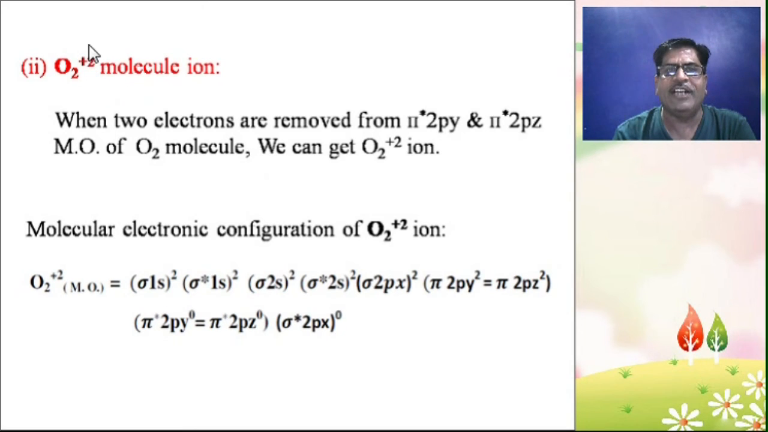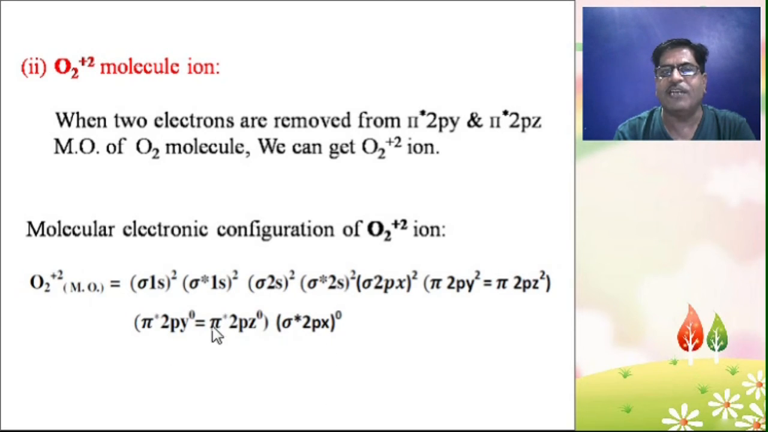So how many electrons are removed here? Plus 2. If there is a plus charge, one or more electrons are removed. Here plus 2 means 2 electrons are removed from the O2 molecular orbitals. So when 2 electrons are removed from pi star 2py and pi star 2pz MO of the O2 molecule, we can get the O2 plus 2 molecule ion. The molecular electronic configuration of O2 plus 1 has one electron removed from pi star 2py and pi star 2pz. When these 2 electrons are removed, we get the O2 plus 2 ion.